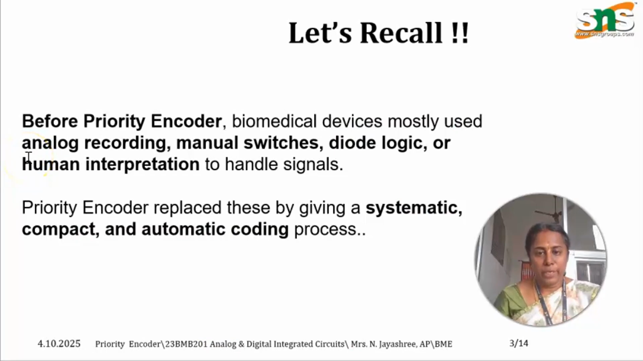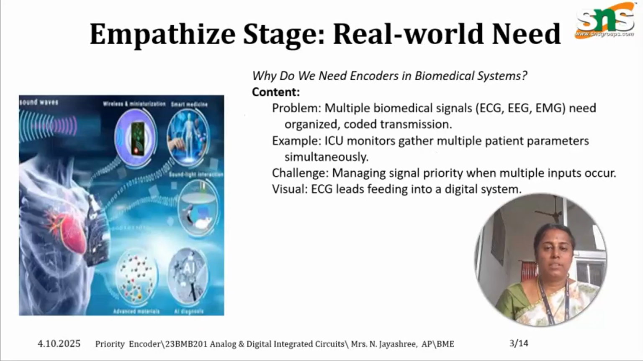Before the priority encoder, biomedical devices mostly used analog recording, manual switches, diode logic or human interpretation to handle signals. So the priority encoder replaces these by giving a systematic, compact and automatic coding process. So let us see here. This is the empathize stage. So we can see why we use encoders in biomedical systems.